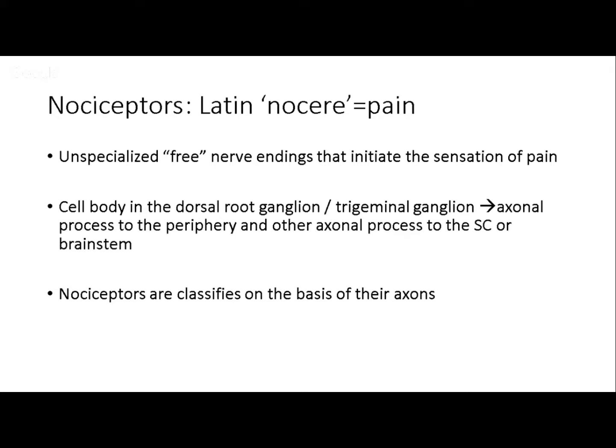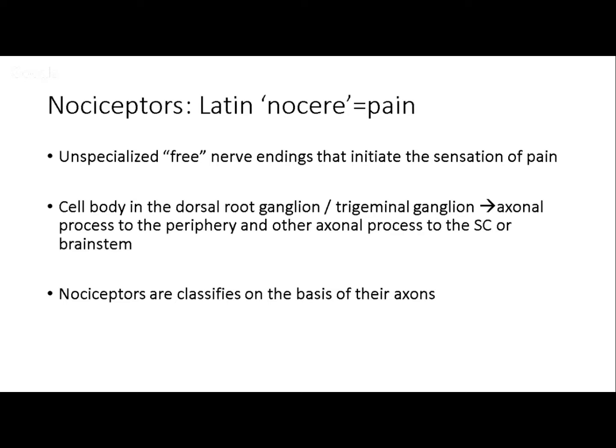You have one distal fiber that comes to the limb or wherever, and then the proximal one that goes into the dorsal horn, posterior horn, right? So the axonal process goes to the spinal cord or to the brainstem, depending on whether it's facial pain or axial or appendicular pain. Nociceptors are classified on the basis of their axons.